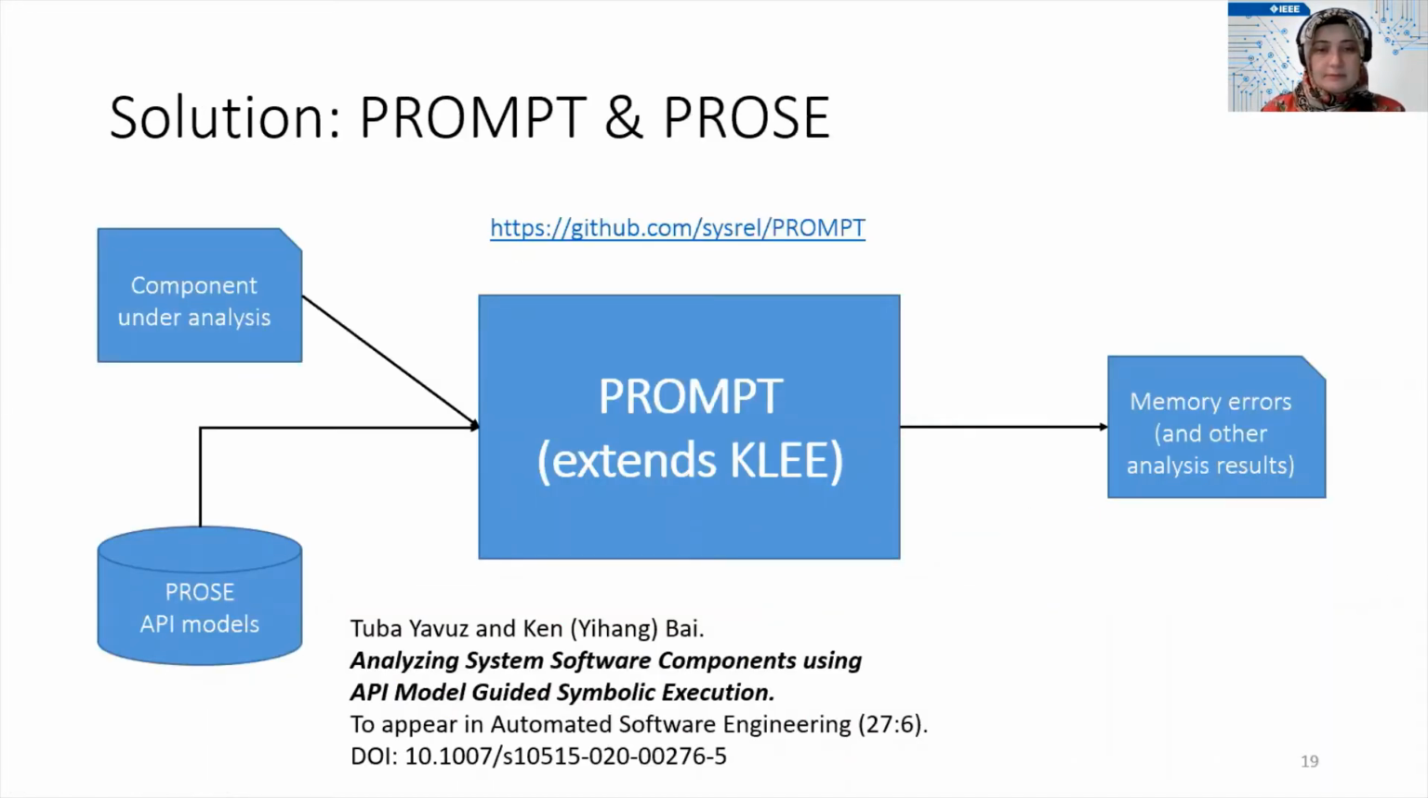So this diagram shows in a nutshell what PROMPT does. Again, it is implemented on top of the KLEE symbolic execution engine. And as input, it expects the component under analysis. Similar to KLEE, we expect the component under analysis in bitcode. And the other thing we expect is an API model, which is specified in the PROSE specification language. And then it can generate memory errors and other analysis results.